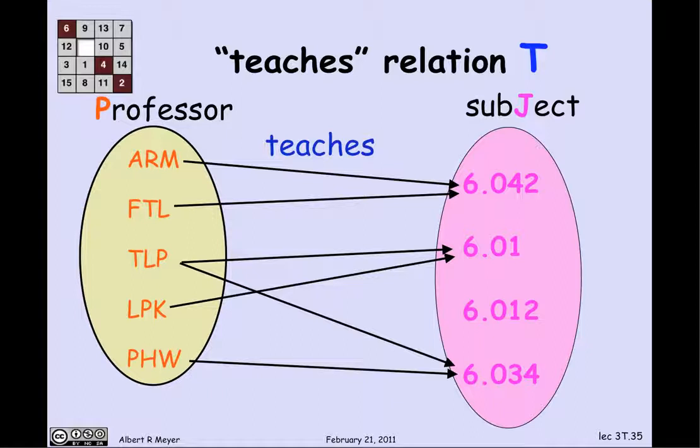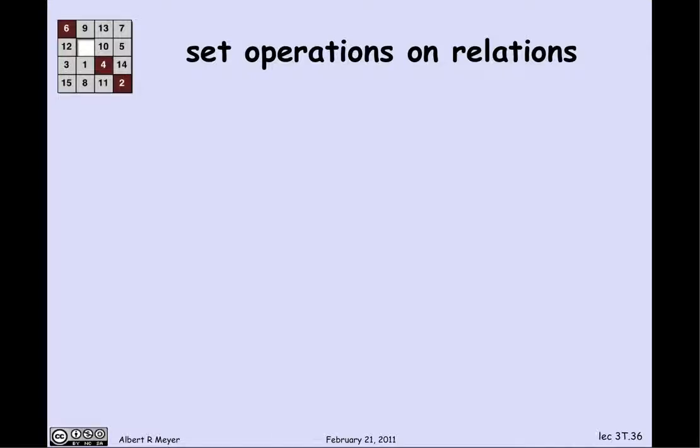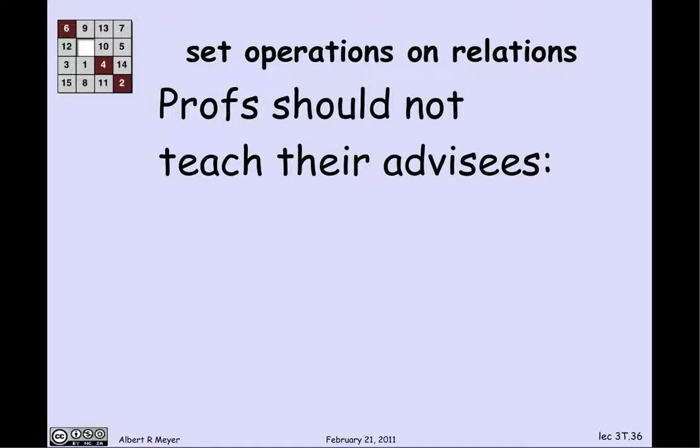And now I can again use my relational operators to start making assertions about these people and relations involving teaching and advisees. The useful way to do that is by applying set operations to the relations, because I can think of the relations as being that set of arrows. So suppose I wanted to make some statement that a professor should not teach their own advisee because it's too much power for one person to have over a student. This is not true, by the way.